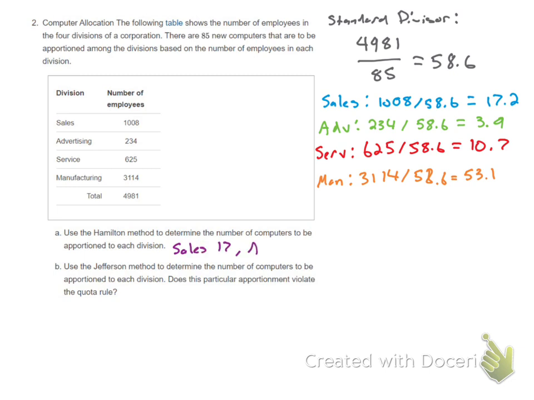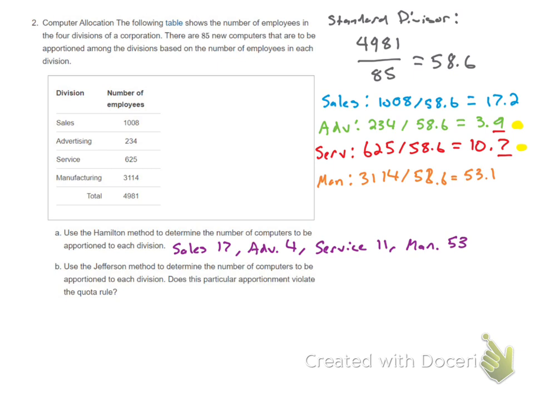So sales, I'd have 17. Technically, advertising, I'd have 3. Service, I'd have 10. In manufacturing, I would have 53. But if you added all that together, we would be 2 computers short. We would be at 83 computers. So because 0.9 and 0.7 right here and here are the highest decimals, service and advertising will each get 1 more computer. Okay? Remember, that's the Hamilton method.